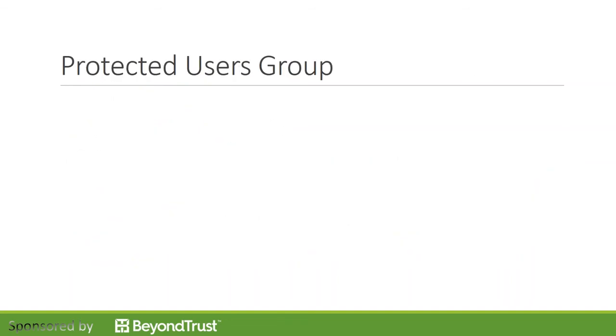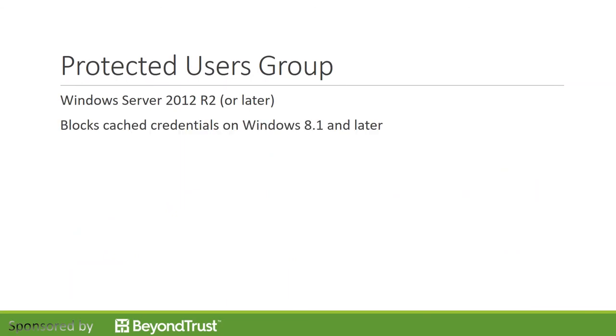So finally, I just want to talk about the protected users group. Now this works in Windows Server 2012 R2 and later, and basically the main thing that it does is it blocks credentials from being cached on devices. So for instance, if a domain administrator was to log in to an end user workstation, their credentials get cached, and we don't want that to happen. We don't want the hacker being able to harvest those credentials and move across to a domain controller. So the idea of this is to block those caching mechanisms on Windows.